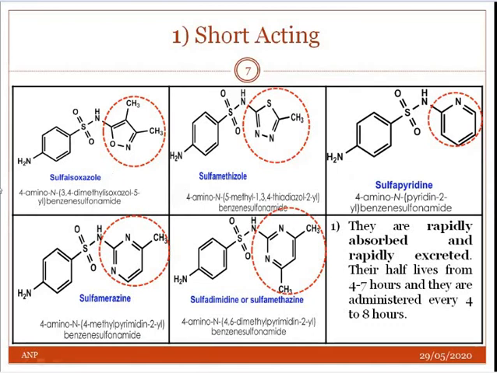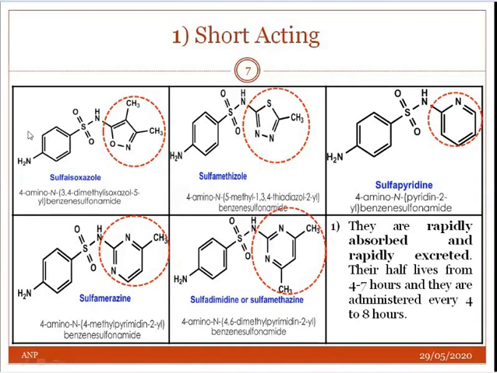Remember the general structure of our sulfonamide: NH2, benzene ring, SO2, NH and R. So this marked portion is nothing but the R, right? So you just remember the R moiety which is present in all these compounds. The rest of the skeleton is same: NH2, benzene ring, SO2, NH.